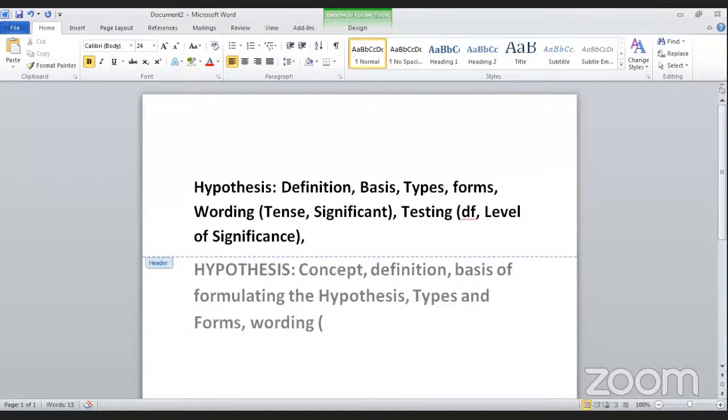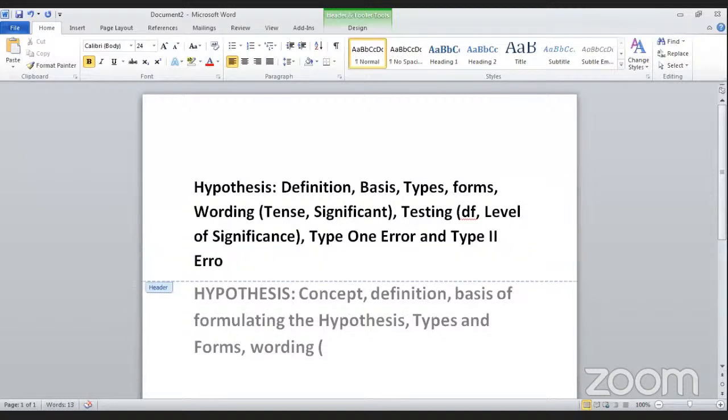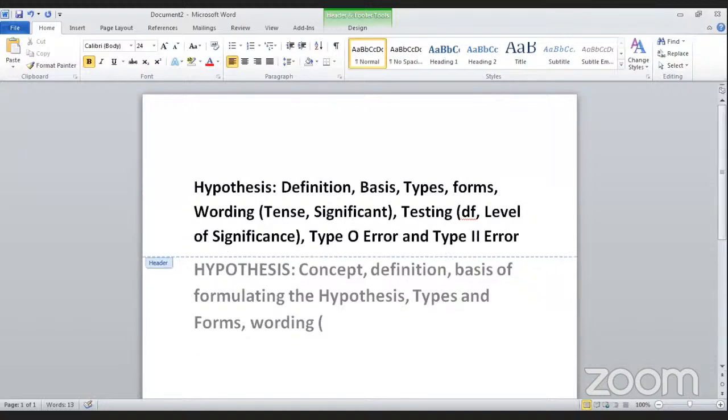And after that, you must know that there is something like type 1 error and type 2 error. So you should understand there is a type 1 error and there is a type 2 error. What exactly are these and what is the difference between these two?